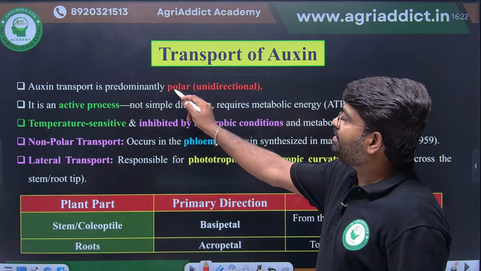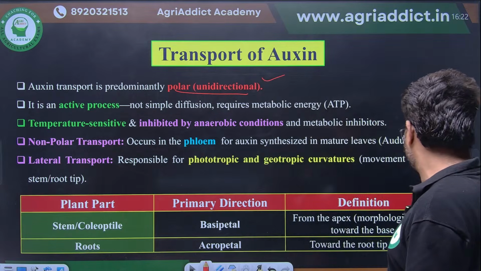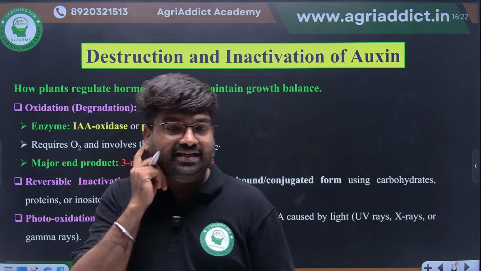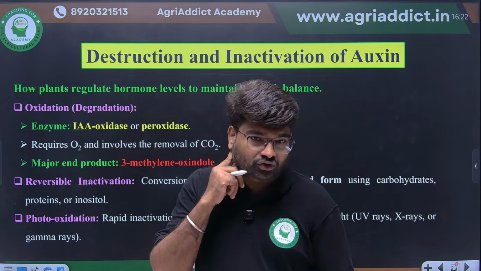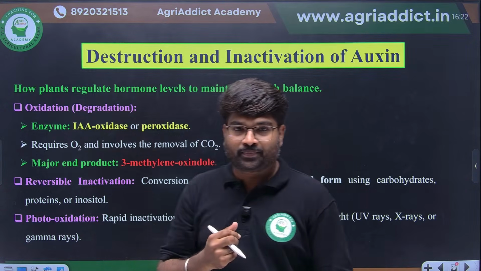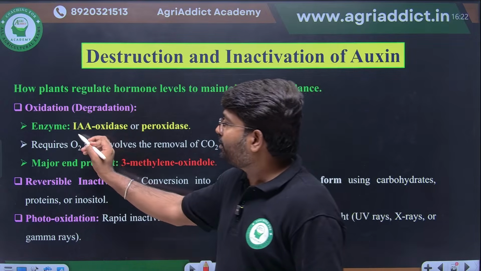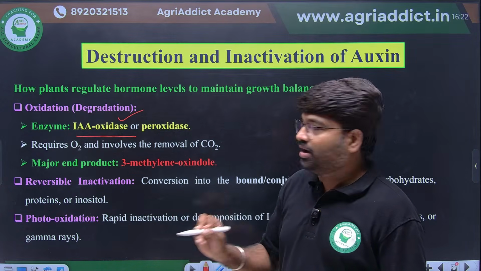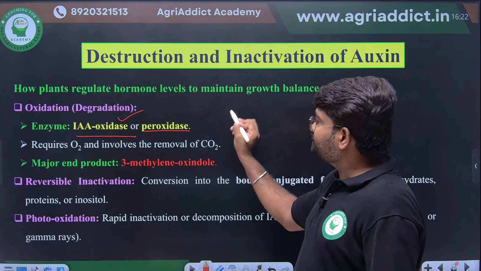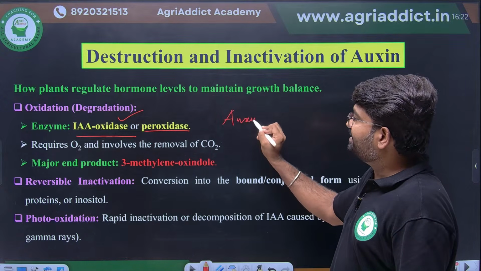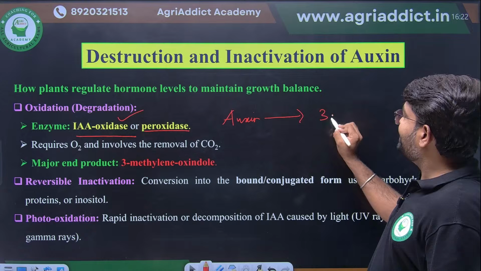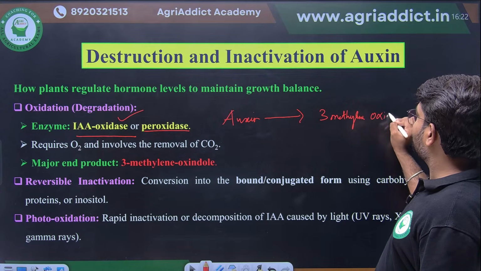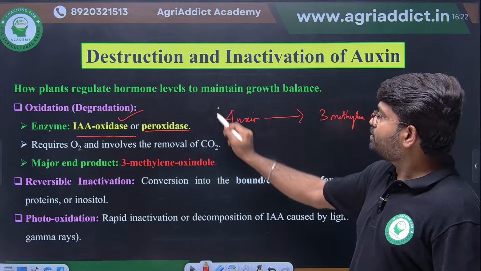Okay, this we already discussed. Polar transport will be present only in auxin. Then if excess auxin is there, it has to be stored or degraded. This is another important point. There is one enzyme, IAA oxidase or peroxidase. This will degrade the auxin to 3-methylene oxindole. This is another important point you have to remember.